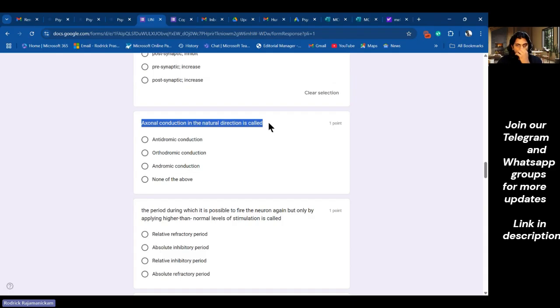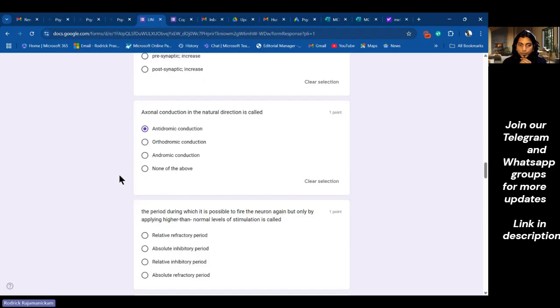Axonal conduction in the natural direction is orthodromic. The conduction of the action potential can go from the axon hillock to the terminal buttons. That is the natural direction. It can also go in the opposite direction. That is called antidromic. All right, antidromic is just some distractor to confuse you.